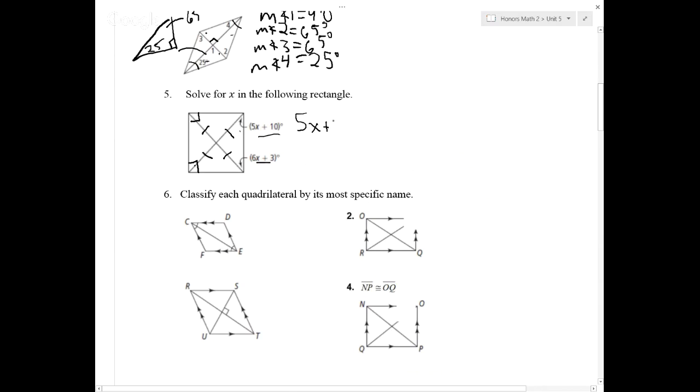So 5x plus 10 equals 6x plus 3. We subtract the 5x over, we have x. Subtract the 3, we get 7, and x equals 7.